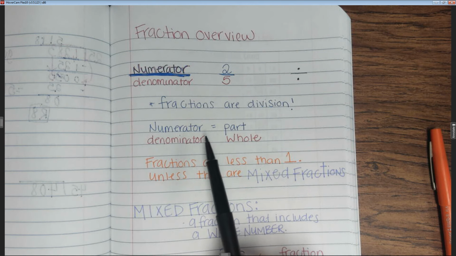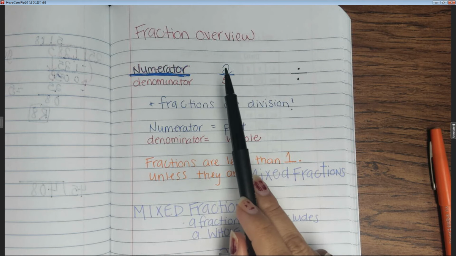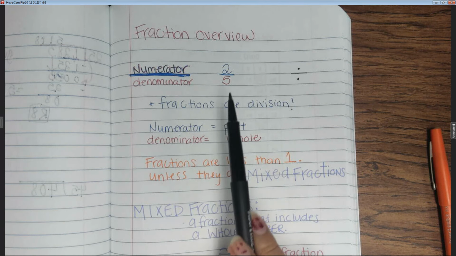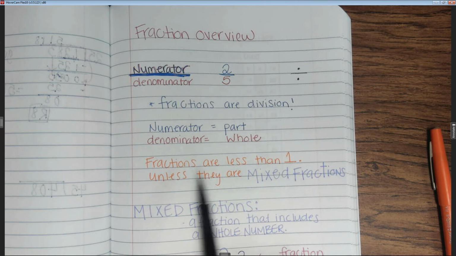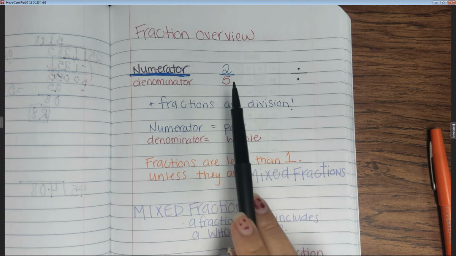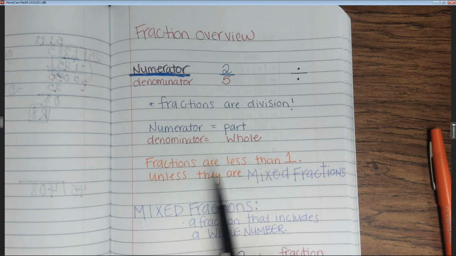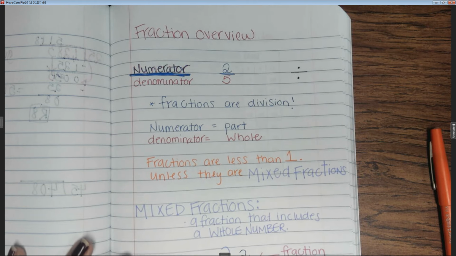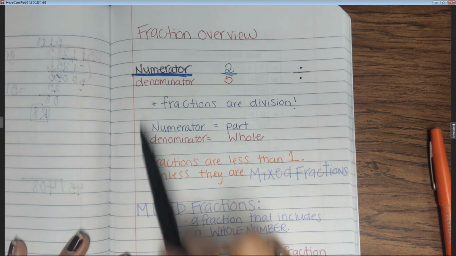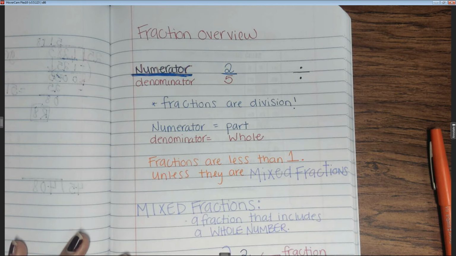Some of the things we already know: the numerator is the part, the denominator is the whole. This fraction in particular, most fractions are less than 100. I'm sorry, less than 1. So that number is less than 1, 2/5, unless it is a mixed fraction. Okay, so you can pause it if you want, and you can go ahead and take these notes, and then I'm going to move it down. Okay.